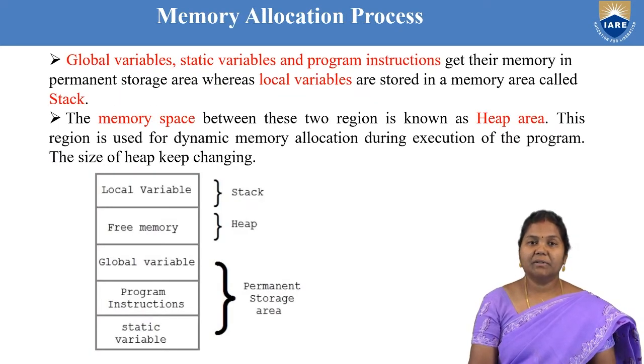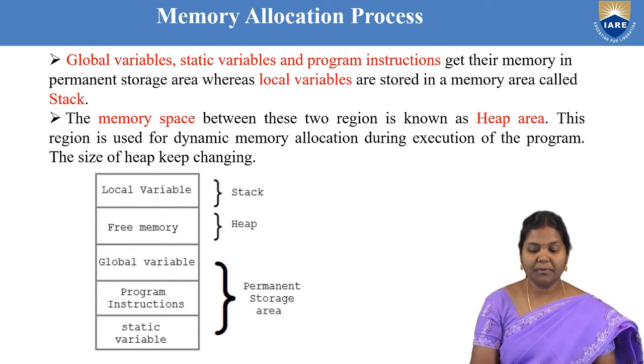Now, if you talk about the memory allocation process, it is like this. Normally, in your program, you may have static variables, local variables, and global variables. Global variables, static variables, and your program instructions normally get their memory allocated from the permanent storage area, whereas the local variables are stored in a memory area called the stack memory.